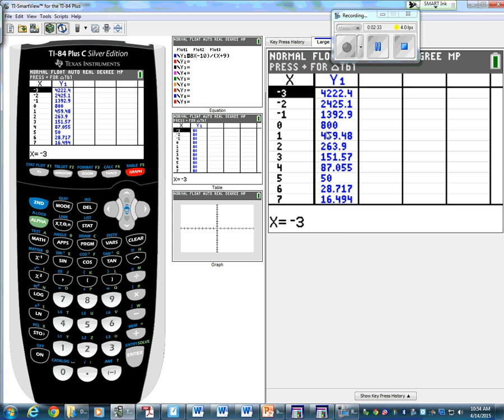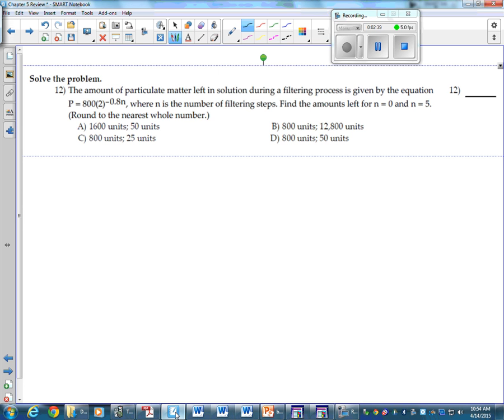And at 0, I get 800, and at 5, I get 50. 0 is 800, 5 is 50. You would get the exact same answer. So my answer here is D. You get the same answer if you typed this in and plugged in 0 and typed it in and plugged in 5. You get the same answer either way.